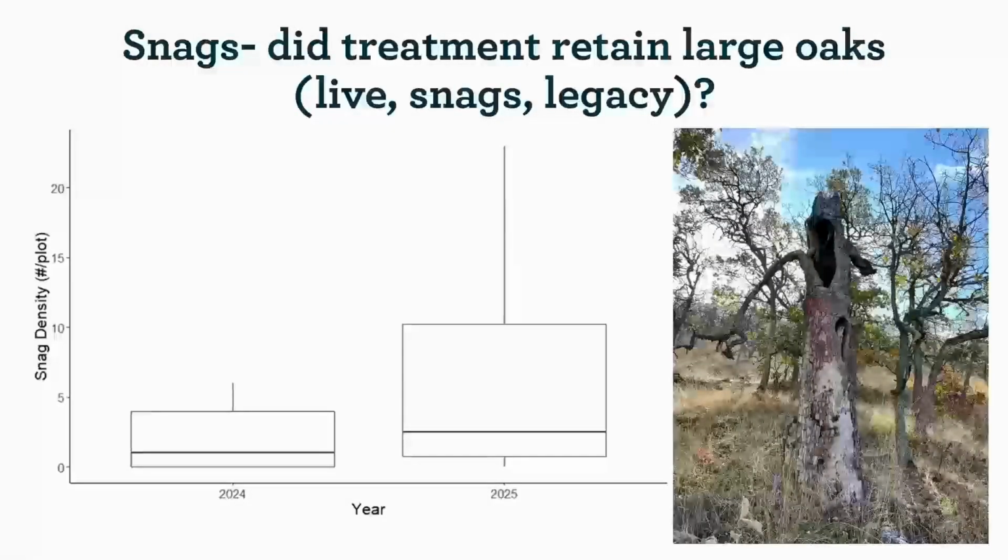We did see a moderately significant effect of treatment on total number of snags. The majority of snags were ponderosa pine. There were a few Oregon white oak snags. Most of those were small, less than 5-inch DBH. Those snags averaged 1.8 per 50-foot radius plot before the treatment, and then 6 snags per plot post-treatment.